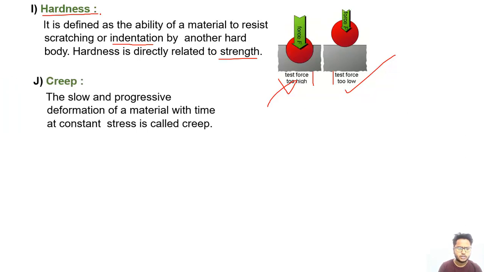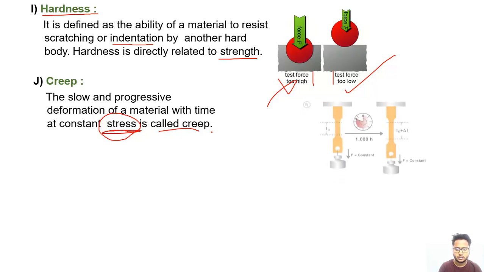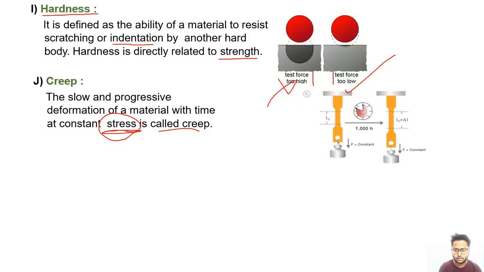Next is creep. This is the slow and progressive deformation of a material with time at a constant stress. Up to this point we just correlate stress with the load, and we will study what stress is in the next part of this topic, engineering materials. So creep is a slow and progressive deformation of a material with time at a constant stress. We can see in this picture that this is a material and this is a constant load.